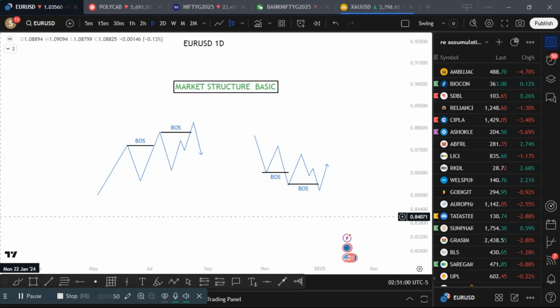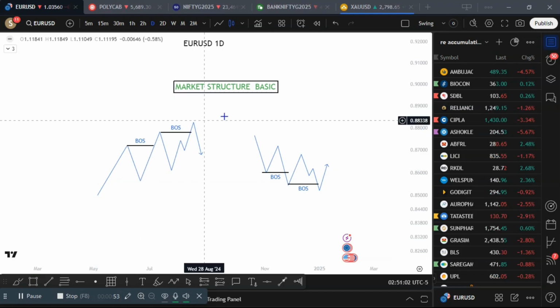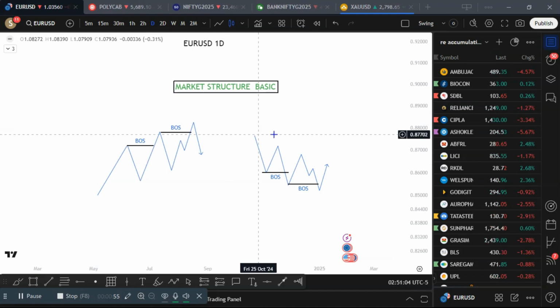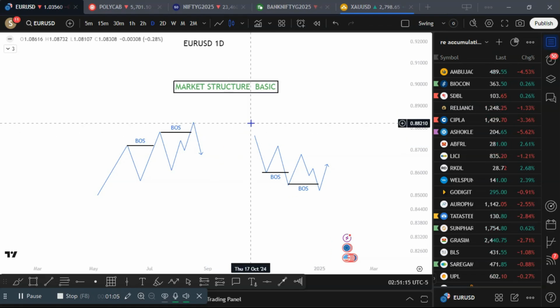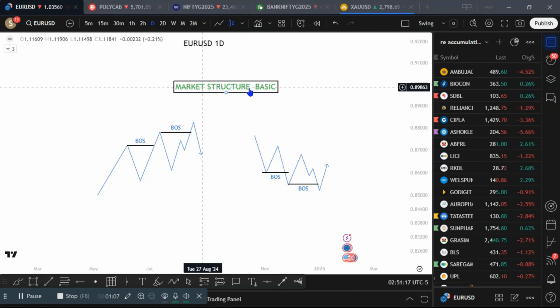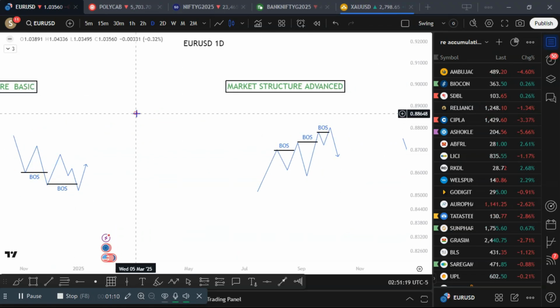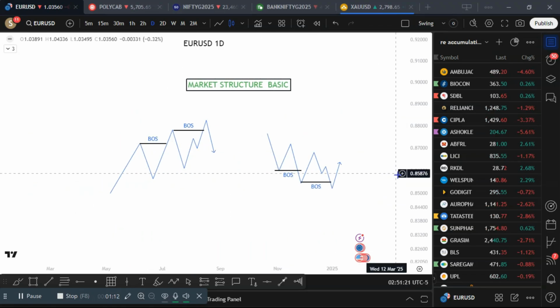Okay, so let's understand the theory first, because theory is super important. Once you understand the theory, you can simply understand the practical. We will after that see examples on the charts, but let's first understand the theory. So this is market structure basics, then we will learn advanced and everything.